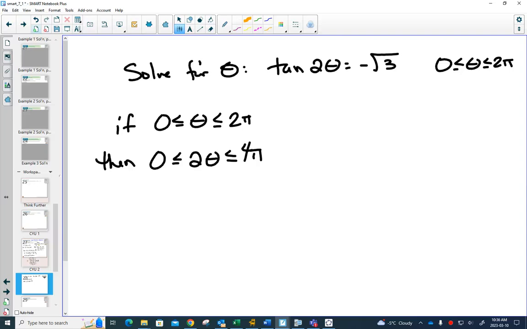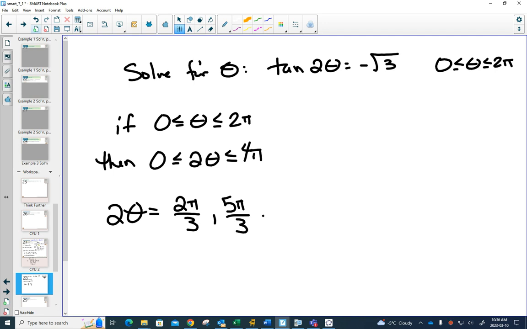Step 2, solve for 2 theta. Well, tan of 2 theta is negative root 3. Root 3 is on your pi plate. Which family is it? Pi over 3 family. Where is tangent negative? Quadrants 2 and 4. So the first time around my circle, pi over 3 family in quadrant 2, 2 pi over 3. Pi over 3 family in quadrant 4, 5 pi over 3.